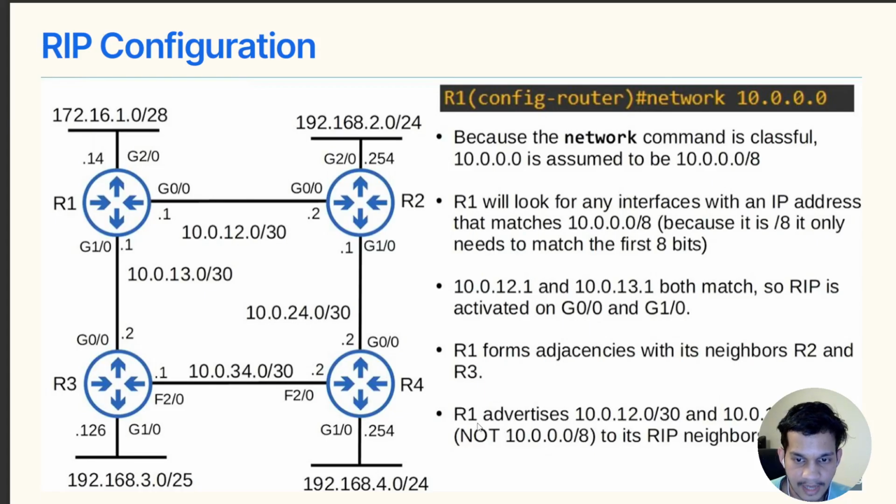Then R1 advertises 10.0.12.0/30 and 10.0.13.0/30 to its RIP neighbors. So it will advertise this network over here, and it will advertise this network to R2.